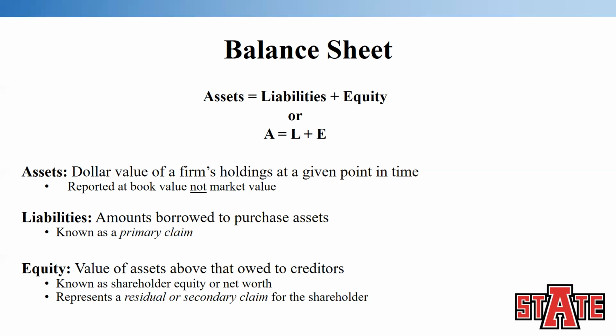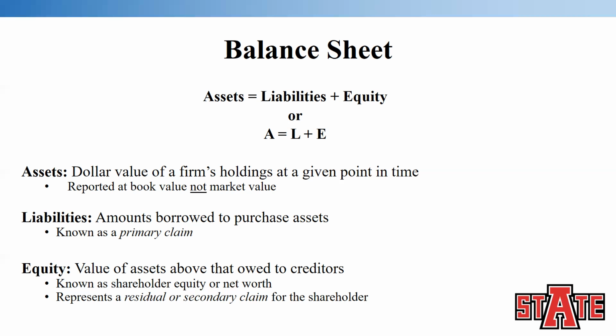The second source of financing is known as internal financing for small companies, or it can be a combination of internal or external financing for larger companies, and that is equity. And think of equity as the value of assets above that owed to creditors. Equity is also known as shareholder equity or net worth. Net worth, and we'll see more about net worth in a moment.